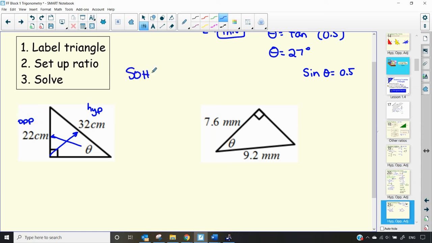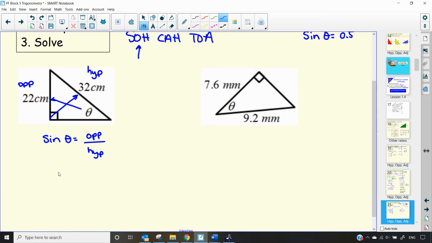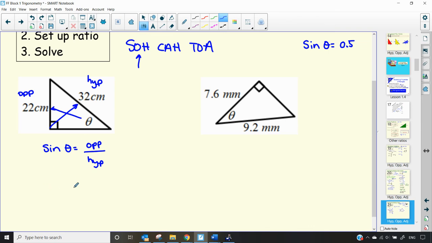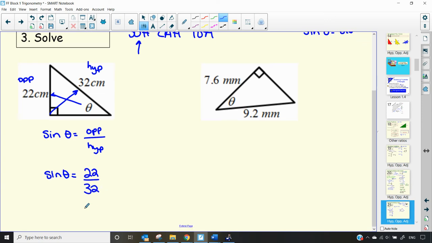If you remember from SOHCAHTOA, opposite and hypotenuse would be sine. So my formula is sine theta equals opposite over hypotenuse. Again, I don't expect you to necessarily write the formula, but I do expect that you write the correct ratio with the numbers filled in. So sine of the angle, sine of theta, is opposite, which is 22, divided by 32. Now, to get our angle by itself, theta is going to be sine -1 of 22 over 32.